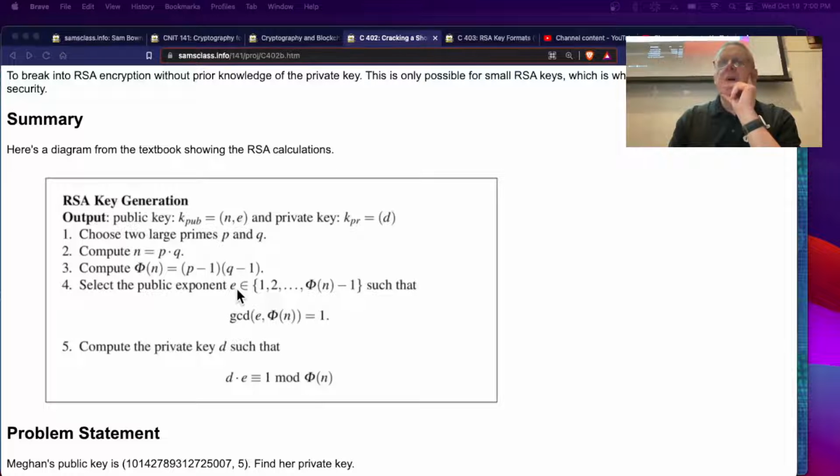And then you select a public exponent, which has this mathematical property, but in practice you almost always use 65537. That is the standard number everybody uses, although 3 and 5 would work too. For some reason the standard most people use is 65537 for E, and then you find D, so that's the inverse of E, mod phi. So multiplying them will give you a 1 mod phi.